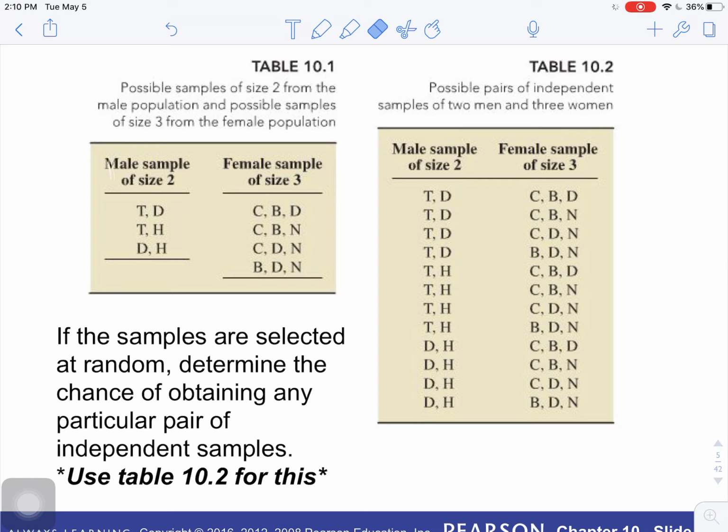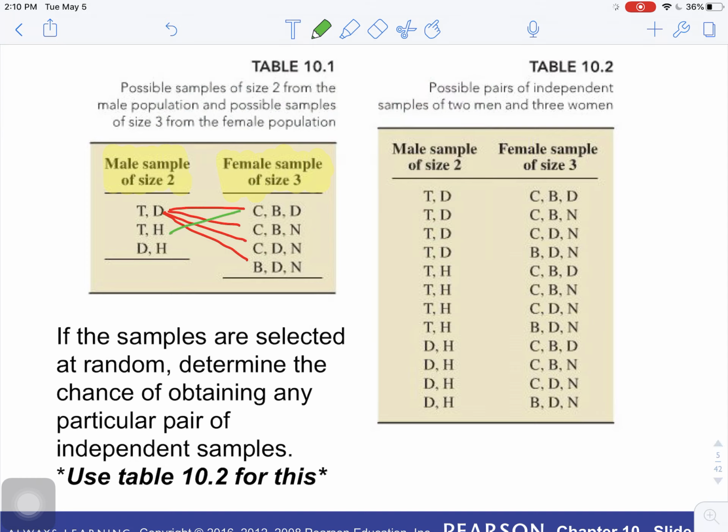So when you create your sample for your men, you have the sample size of 2 over here. And then for the women, you have your sample size of 3. What I want to show you though is when we're actually putting our independent samples together, we are putting them so it's the selection of 2 men with the selection of 3 women. And we do that each time.